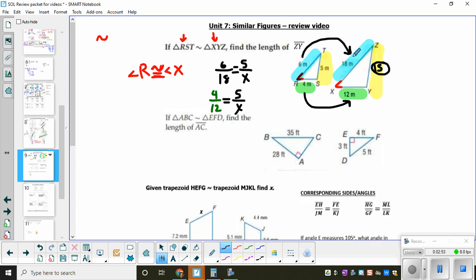And again, instead of using the proportion, we could have used the scale factor, which is just to do times 3.